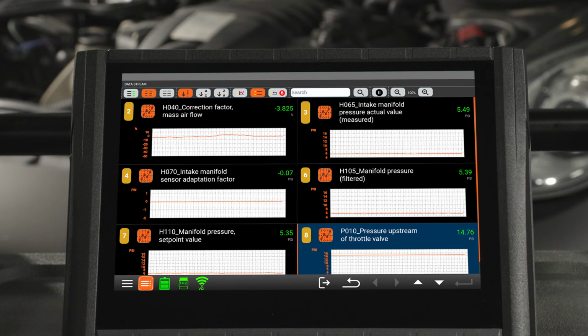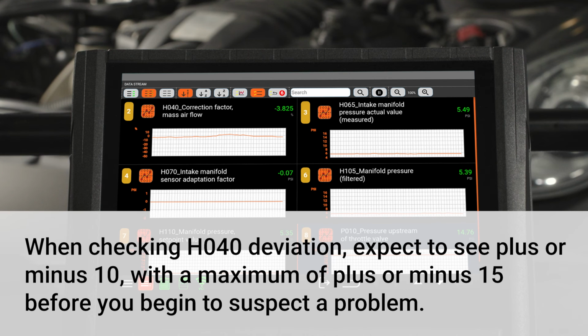Reviewing H040 deviation after the cleaning and adaptation shows a normal deviation of about minus 3. When checking H040 deviation, expect to see plus or minus 10 with a maximum of plus or minus 15 before you begin to suspect a problem.